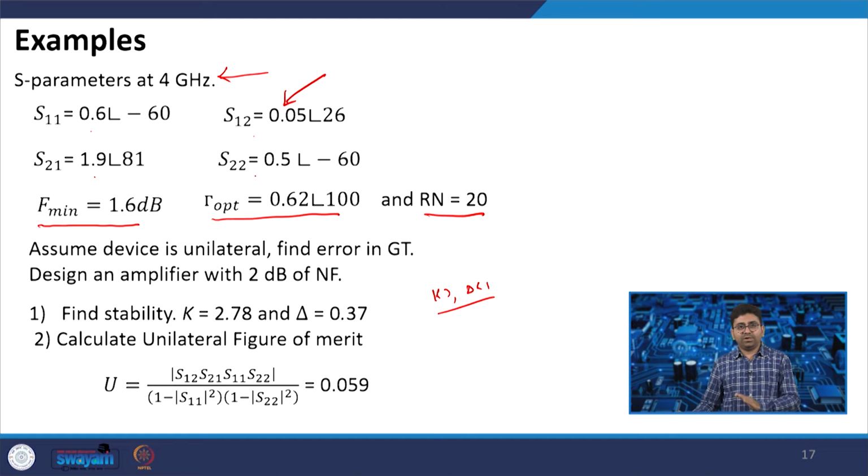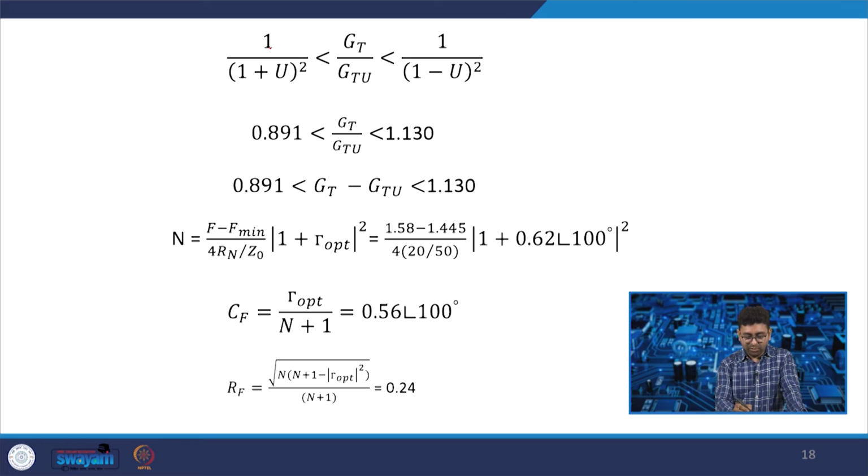So, there is not much deviation. If you put the unilateral figure of merit in the equation of the range, 1 by 1 plus U square to 1 by 1 minus U square, that is 0.891 to 1.13. So, you will get this much deviation in your gain if you consider your device as unilateral.